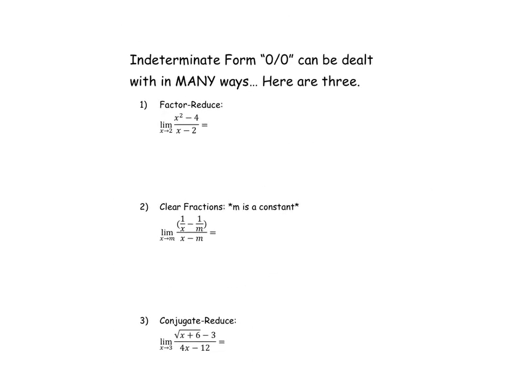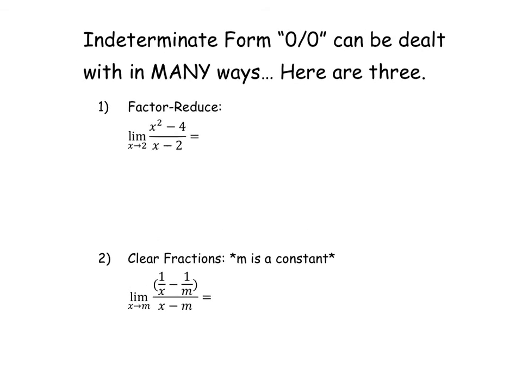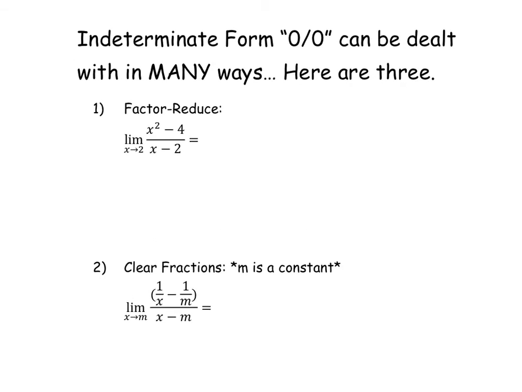The indeterminate form 0 over 0 can be dealt with in a lot of ways, but we're going to look at 3 ways. The first way is called factor and reduce. What I'm going to do is factor anything possible here.